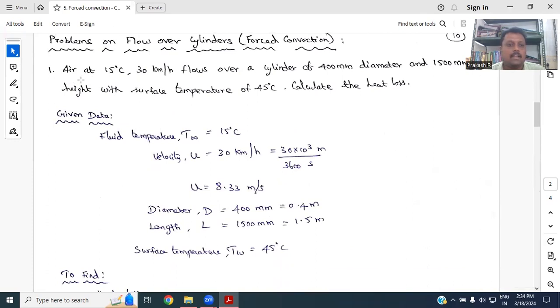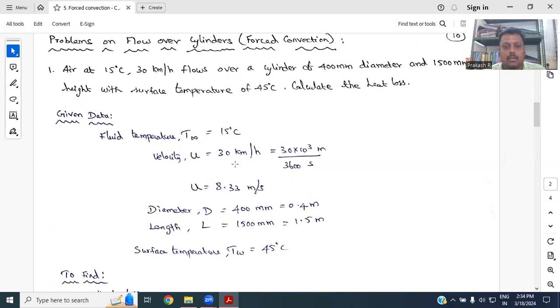The problem is given as: air at 15 degrees Celsius and 30 kilometer per hour flows over a cylinder of 400 millimeter diameter and 1500 millimeter height with a surface temperature of 45 degrees Celsius. Calculate the heat loss. Here, the air temperature is given as 15 degrees Celsius, therefore T infinity is equal to 15 degrees Celsius. The velocity of the flow is given, so we identify it is a forced convection. Therefore, the velocity U is equal to 30 kilometer per hour.